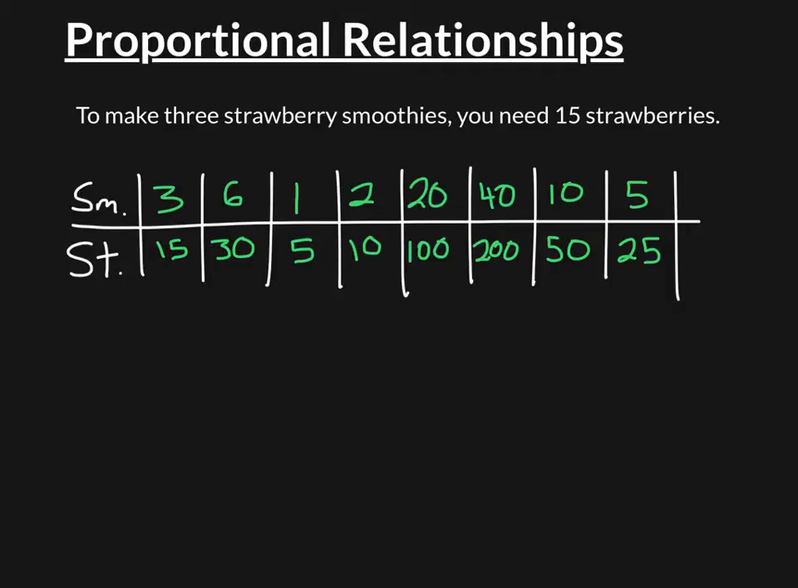So this table can seem a little confusing because it isn't in order, right? 3, 6, 1, 2, 20, 40, 10, 5. But notice the relationship between smoothies and strawberries, right? The strawberries is always 5 times the number of smoothies. And anytime we did something to change one of these numbers, we also changed the other number, right? If I do 50 divided by 2, I also do 10 divided by 2, and our relationship stays the same. 5 smoothies, 25 strawberries, 5 strawberries per smoothie.